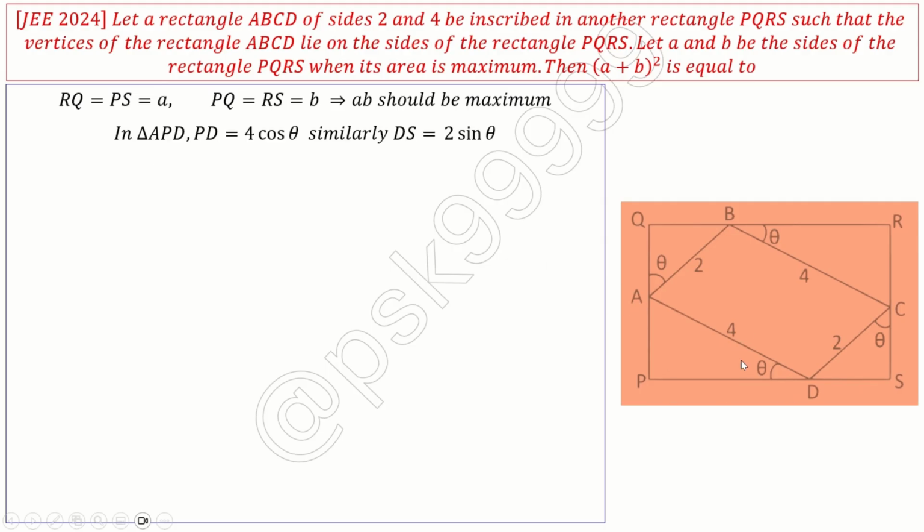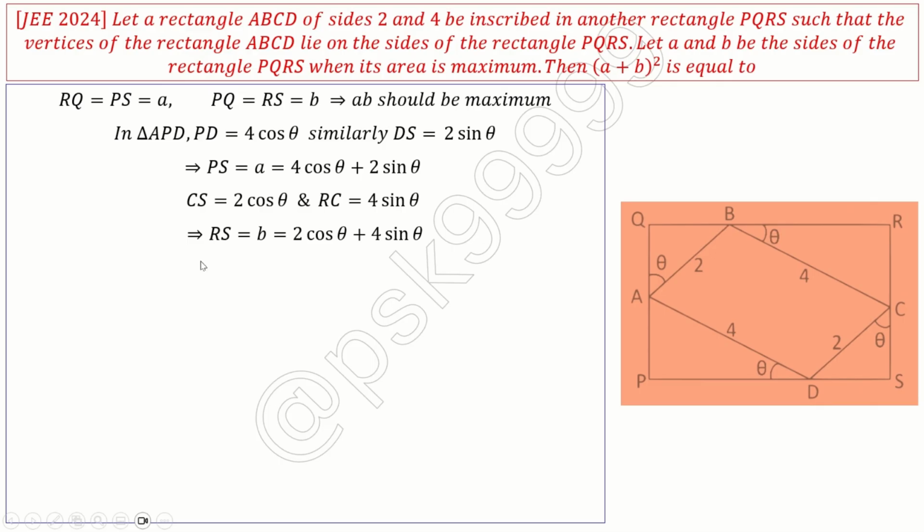In triangle APD, PD is nothing but 4 cos theta. Correct? If PD is 4 cos theta, similarly DS is nothing but 2 sin theta, since theta is here. So now my PS is nothing but PD plus DS, which means A is 4 cos theta plus 2 sin theta. This is my PS. Similarly, I can find CS and RC. RS is nothing but B, which is 2 cos theta plus 4 sin theta. Now I have my A, I have my B.